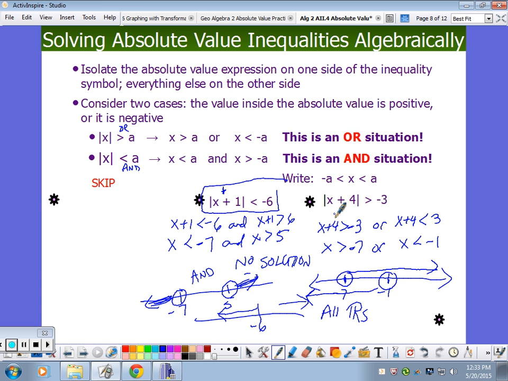Now let's go back and look at the original thing here. What absolute values are going to be bigger than negative 3? Anything, right? Isn't this a positive number? And aren't all positive numbers bigger than negative 3? All real numbers. Anything. Any number you put in here will work.